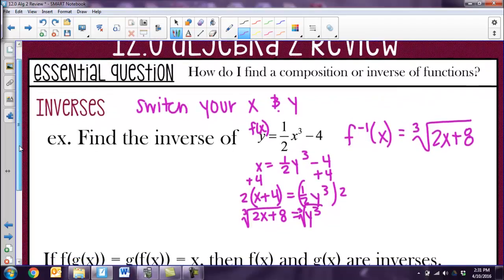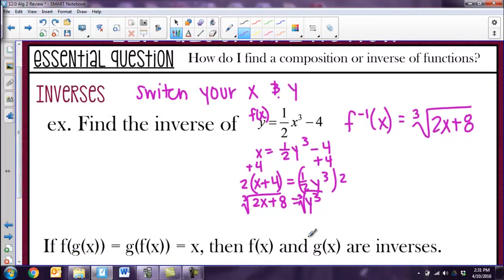Now here's a really easy way to tell if two things are inverses. If they give you two equations and ask whether one is an inverse of the other, you're going to find f of g of x, and it better equal g of f of x, and that's actually going to give you x. So if I tested this out and wanted to find f of g of x, and we'll call my inverse g of x and this one f of x, I'm just plugging this entire thing into my first equation.